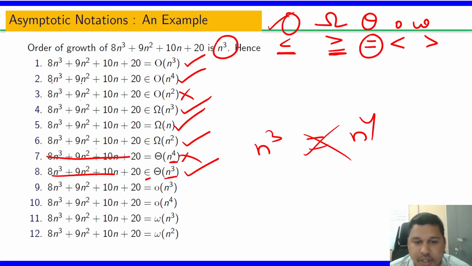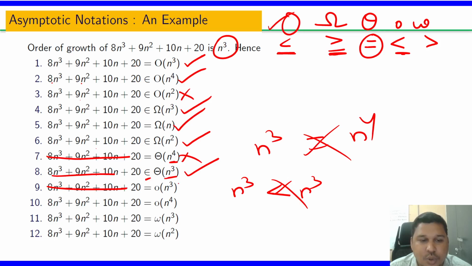Ninth one. Tell me the ninth one. We have used small o. Small o means strictly less than. So this side it is n cube, strictly less than, this side also n cube. This is false. Okay, so the ninth is false.